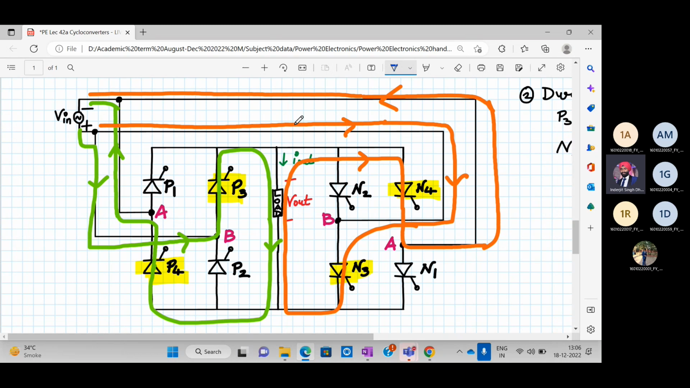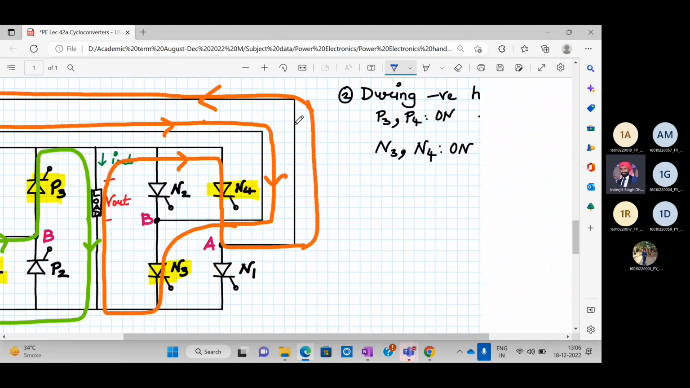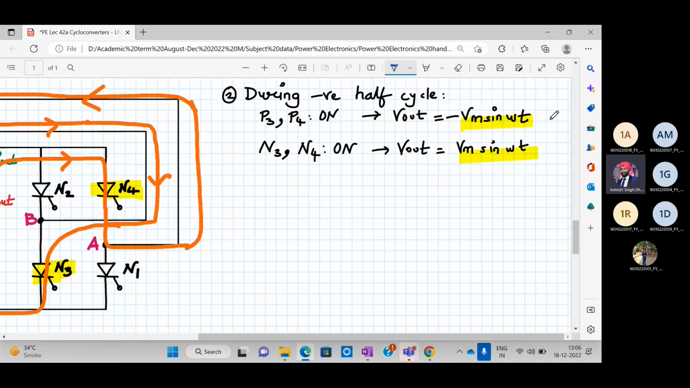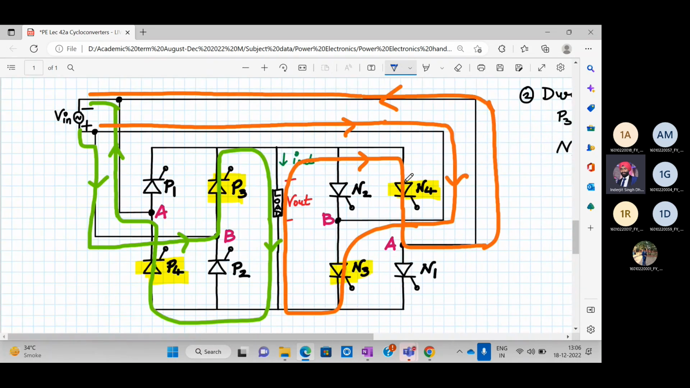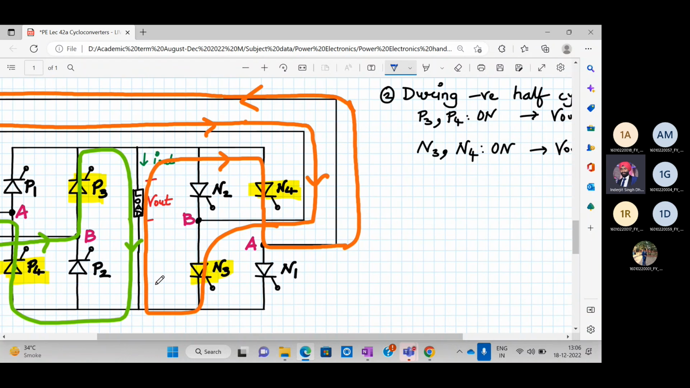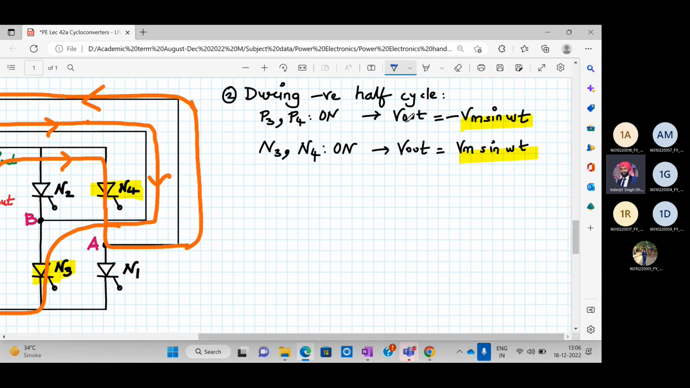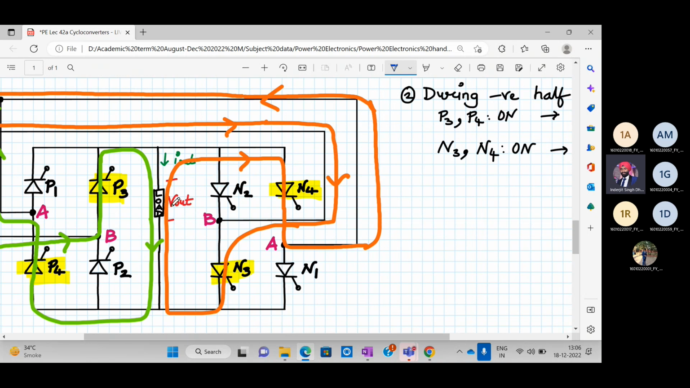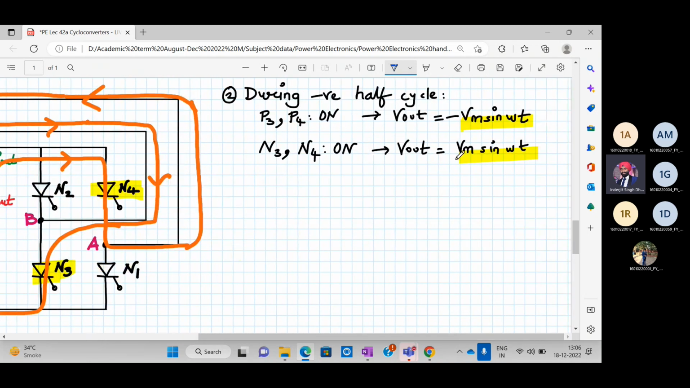Okay. So during this time, when P3 and P4 are on, your output voltage is equal to minus Vm sin omega t, because the output itself is negative. The direction from top to bottom is considered positive, but the input is negative, so your V out will be opposite of V in, that is minus Vm sin omega t. And then N3 and N4 are on. They are negative only, so the input is also negative, so the output is also negative. Input is negative, output is negative, so there is no sign difference.